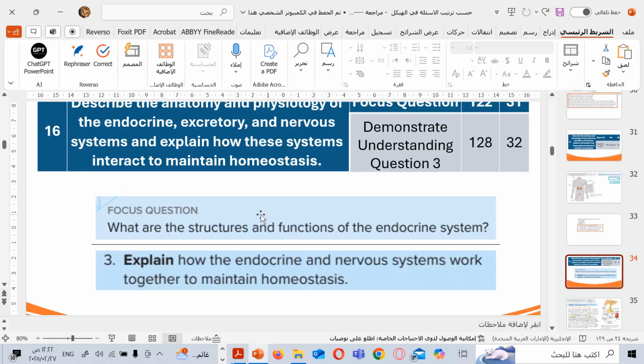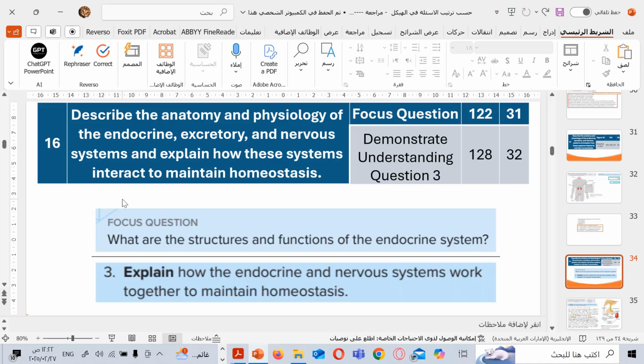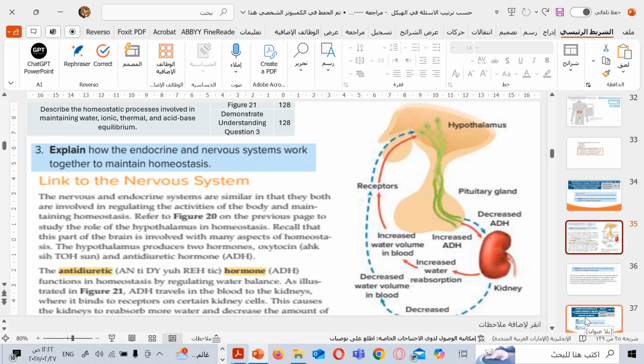Okay, the next question is 16. Question 16 is about the focus question. Demonstrate understanding, question 3. These are the two questions. Number 1, focus: what are the structure and function of the endocrine system? And the other one: explain how the endocrine and nervous systems work together to maintain homeostasis. You find the answer here.